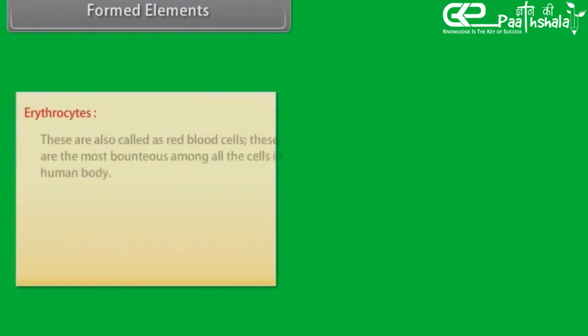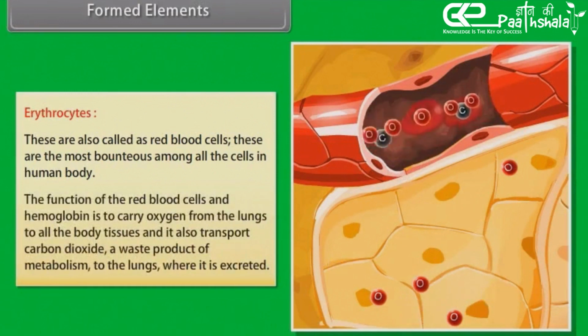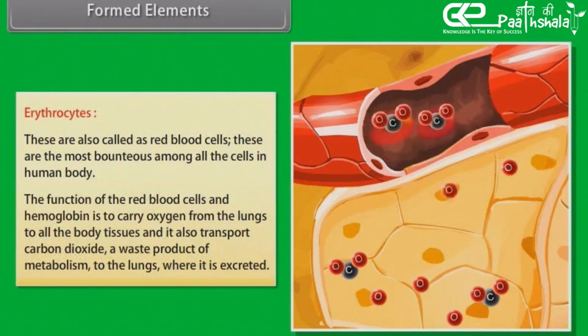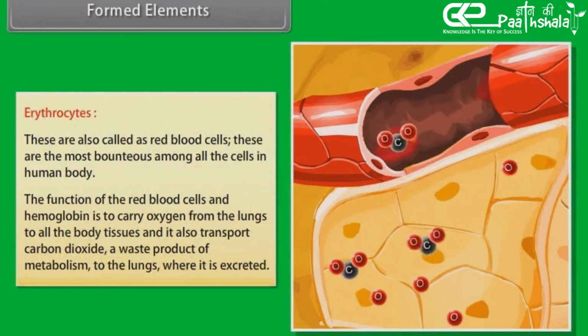Erythrocytes. These are also called red blood cells. These are the most abundant among all the cells in the human body. The function of the red blood cells and hemoglobin is to carry oxygen from the lungs to all the body tissues, and it also transports carbon dioxide, a waste product of metabolism, to the lungs, where it is excreted.